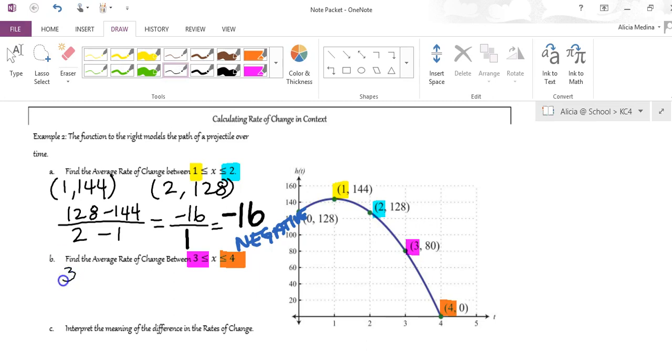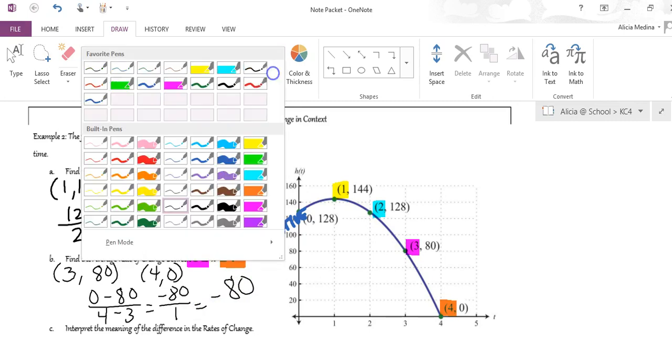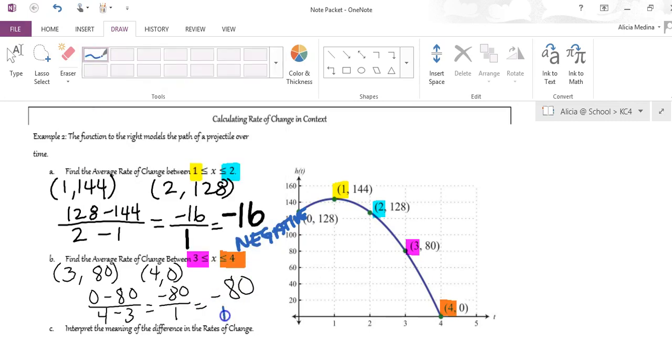So at 3, my y value is 80. And at 4, my y value is 0. So I'm going to go ahead and subtract those. 0 minus 80 over 4 minus 3. 0 minus 80 is negative 80. 4 minus 3 is 1, so the answer is negative 80. So again, this is also negative, so still going down, right?